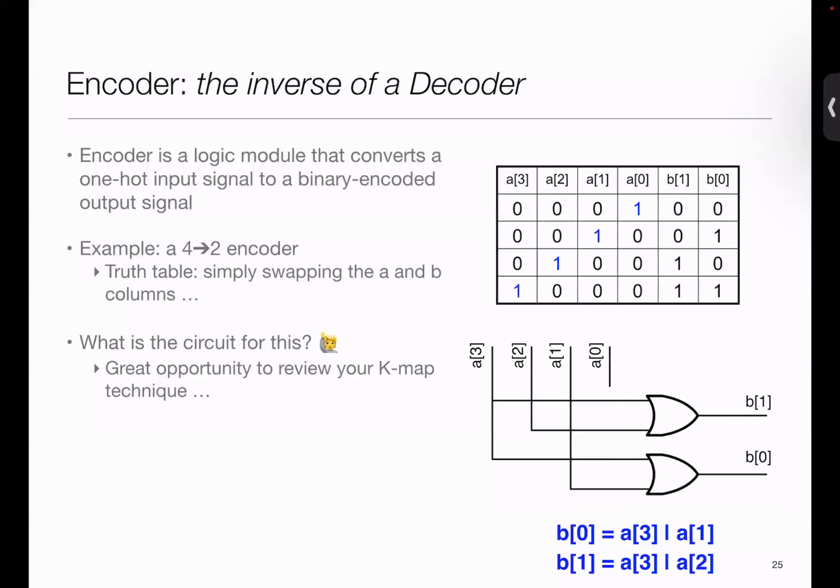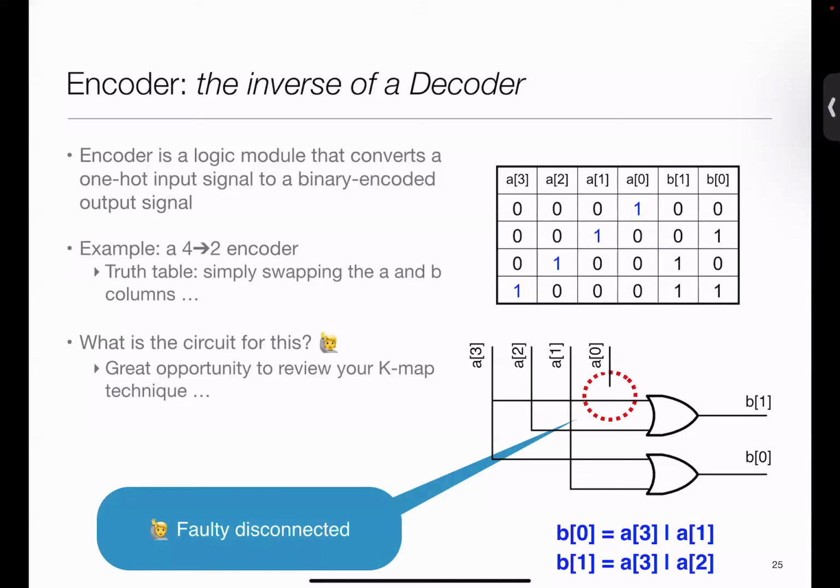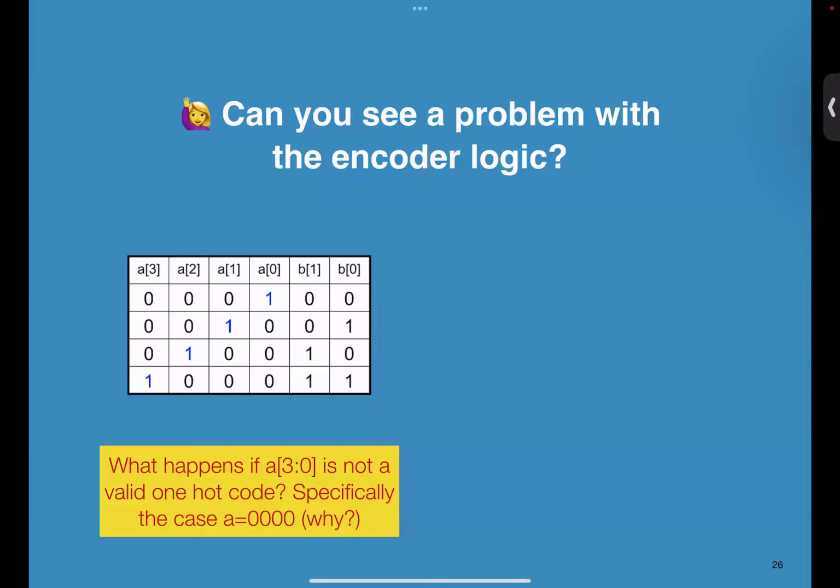As you can also see, A0 plays no role. Again, this is because we are given the requirement that the input is one hot coded. So A0 is not being used. It is disconnected. It doesn't matter, given the problem specification.